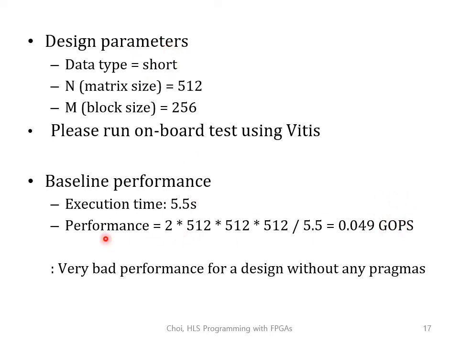Okay. So there are two operations, one multiplication and one addition per iteration, and the complexity of the matrix multiplication is n cubed, and you divide by the execution time, and the performance turns out to be 0.049 gigaops. Now, this is a very bad number. We know that Vitis has automatically optimized the code, but it appears that it wasn't efficient enough. So let's check what Vitis has done in the next slide.